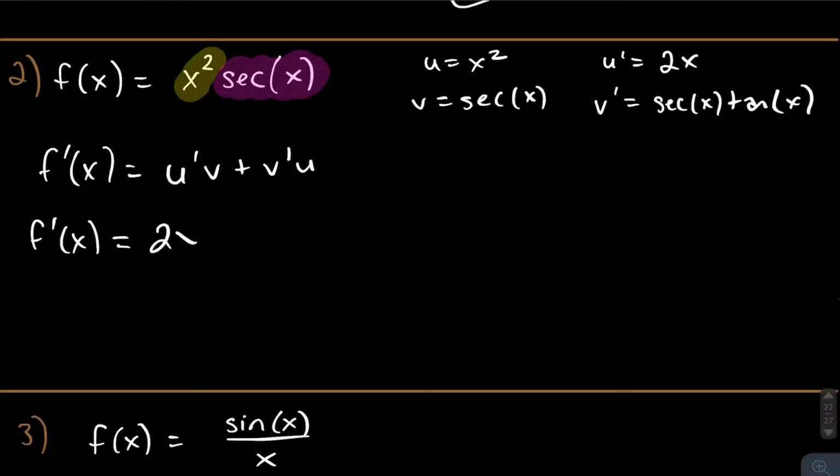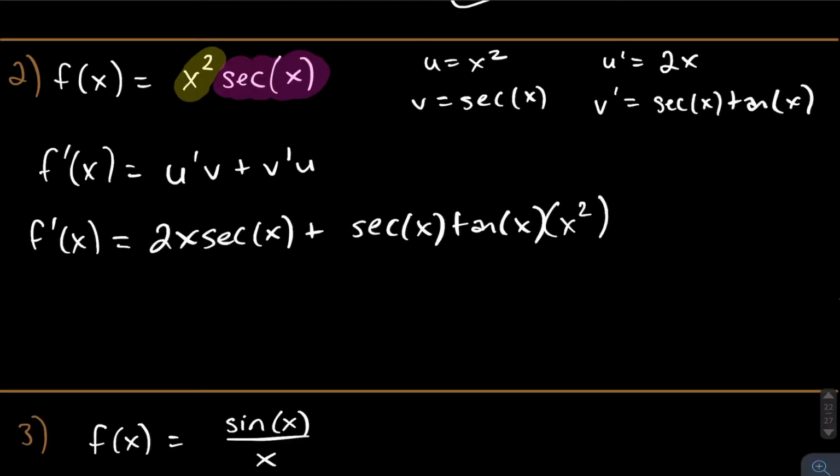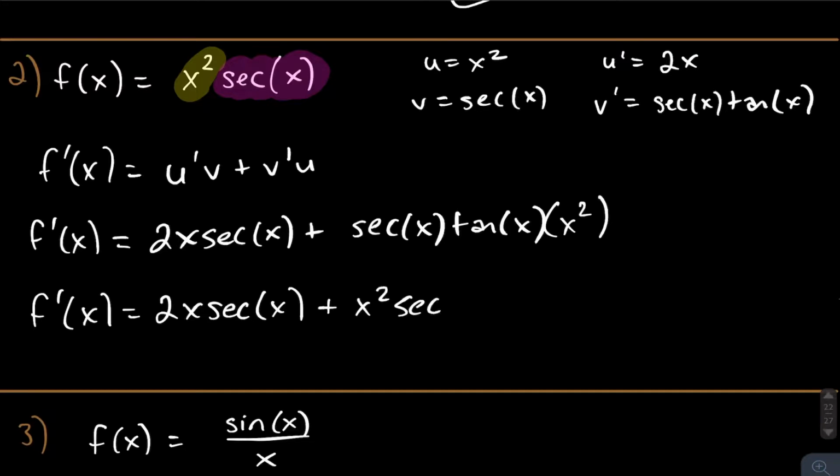U prime is 2x. We have v, that is secant of x. And we add v prime, which is secant x tangent x, and we multiply by u, which is x squared. So rewriting this again to look a little bit better, we get f prime of x is equal to 2x secant x plus x squared times secant x tangent x.